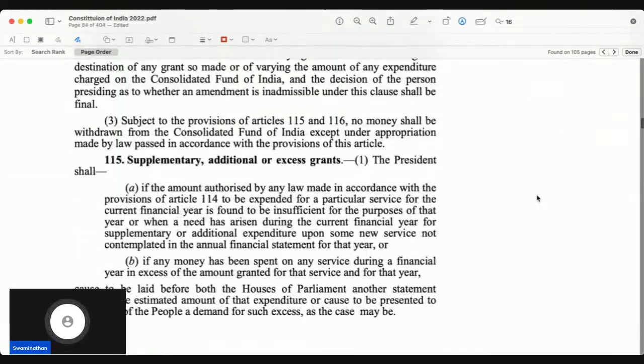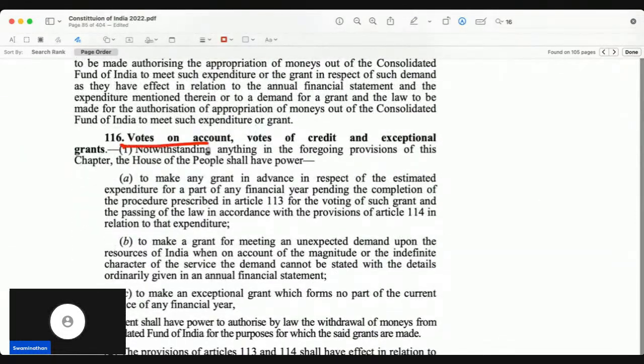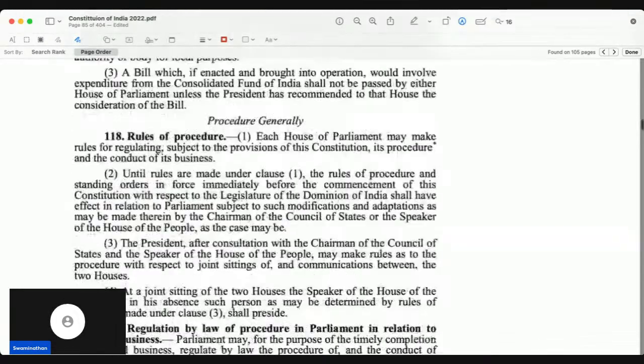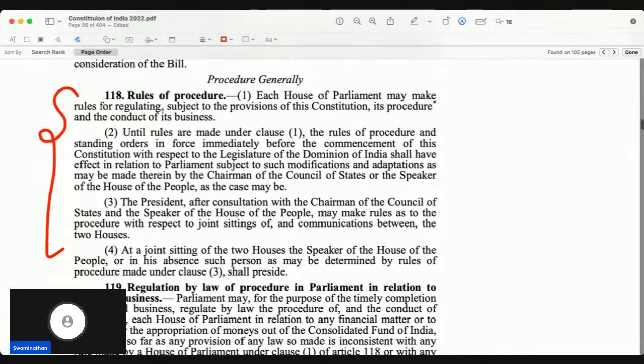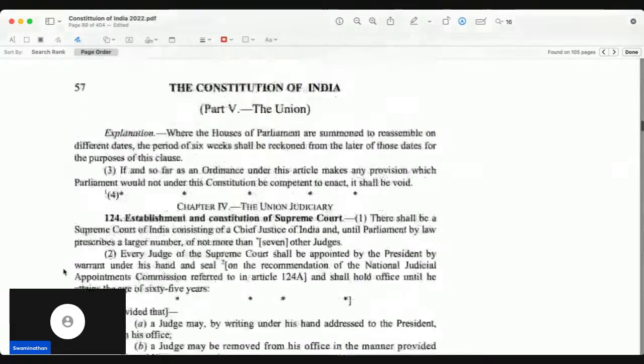Budget is a kind of the money bill itself. There are certain key terms like vote on account, vote of credit. These may, at certain times, very rarely be found in judicial services examinations, right? Apart from that, both the houses, Lok Sabha and Rajya Sabha, have the power to frame the rules with regards to conduct of their business. So accordingly, Lok Sabha has made its rules, and Rajya Sabha has also made its rules, right?